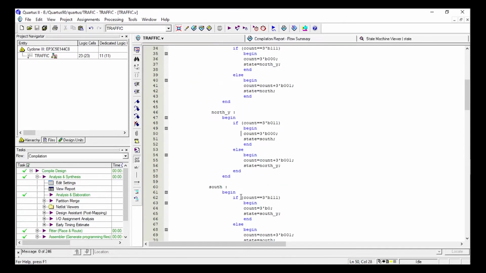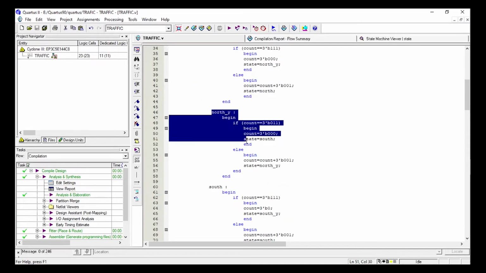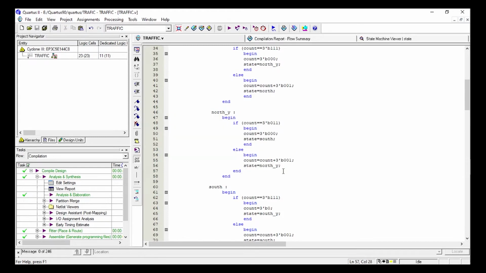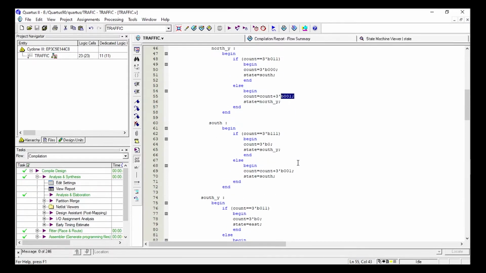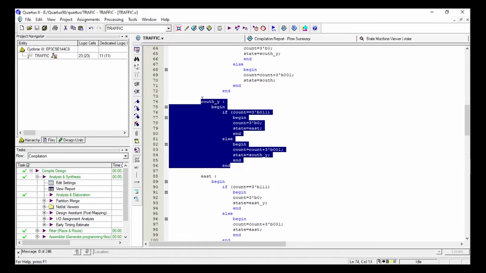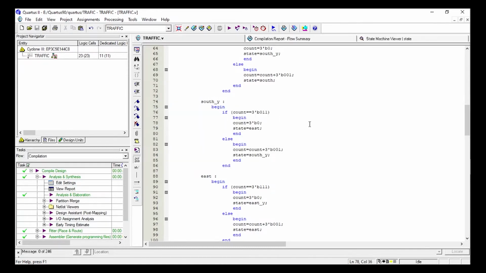After the north state we will go to the north y state. In the north y state we will have a delay of 4 seconds. In these 4 seconds the counter again starts from 0 and increments by 1 to go for a 4-second count in north y. Again in the south state, the count goes from 0 to 7 to give the 8-second delay, and in the south y state again this will give us the 4-second delay.